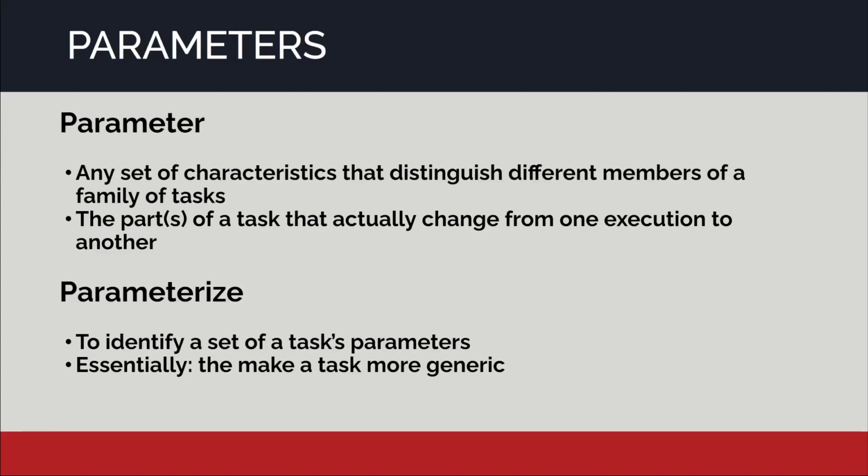A parameter is just a set of characteristics that distinguish different members of a family of tasks. That's a formal definition, but how you can think of it, it's the part that changes from one task to another. So you do a task twice, but you don't necessarily do it with the same inputs. The inputs that changed, those are your parameters.